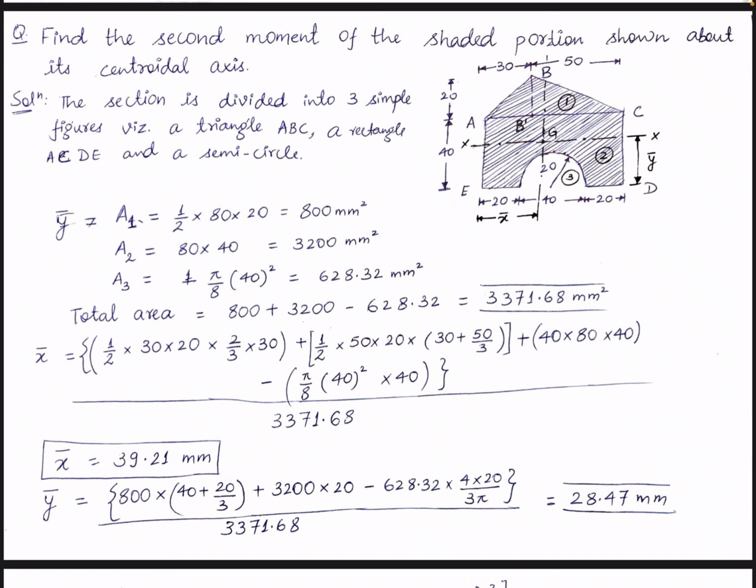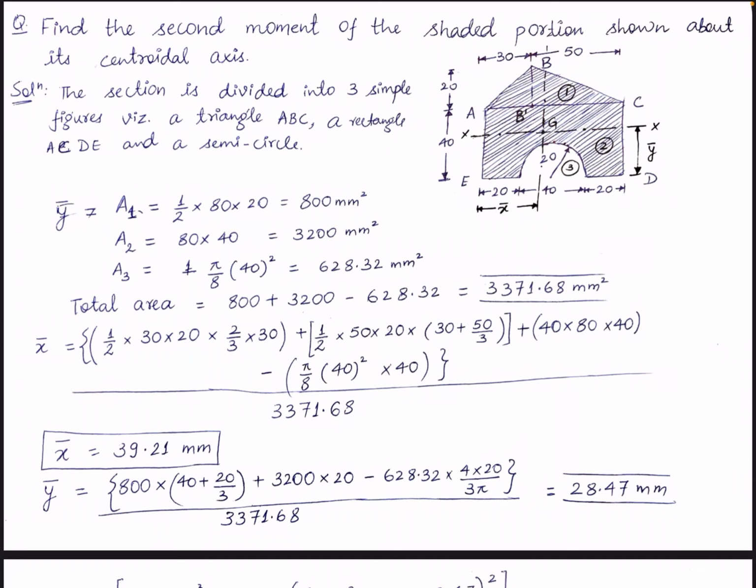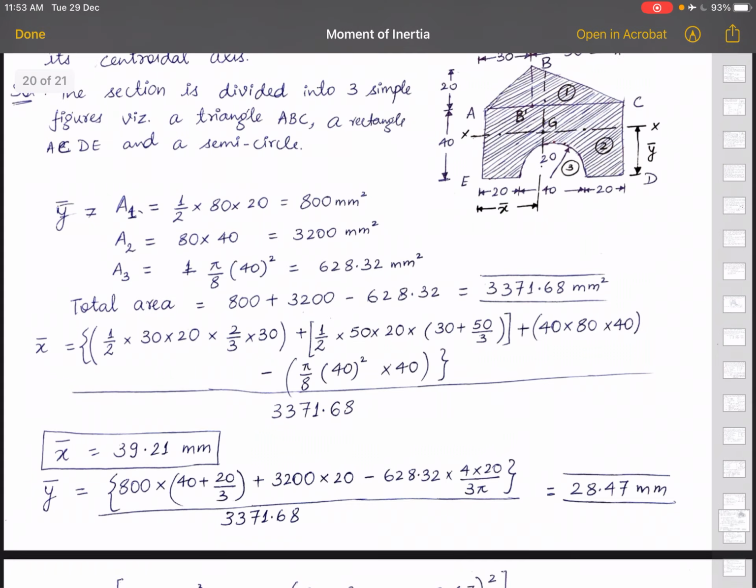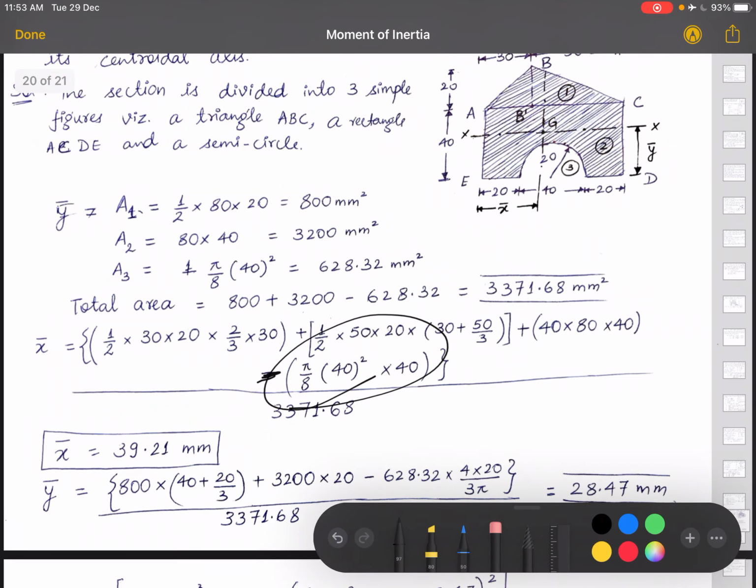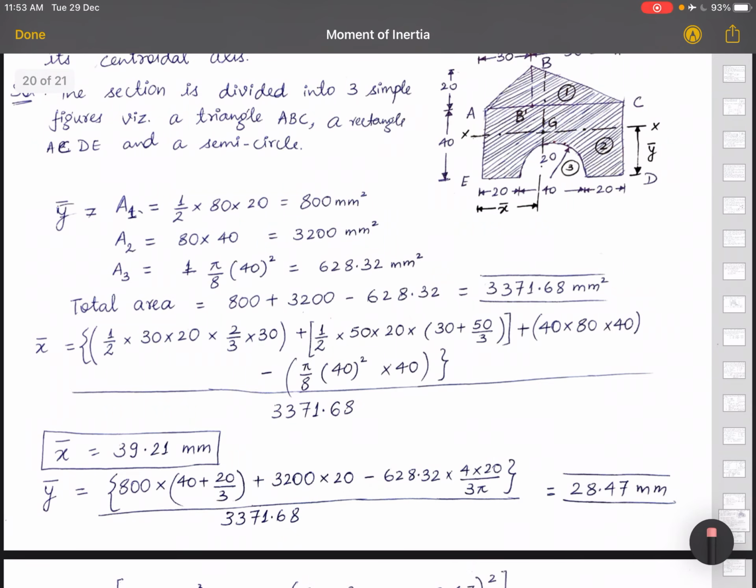And the first step is always x bar and y bar. Divide the complex figure into small simple figures, and finally you have to put all the values. You have to be careful that this area will be negative, because this is not there, we are removing this area. So here you can see the negative sign is here. Only one thing you have to be careful about in this type of problem.